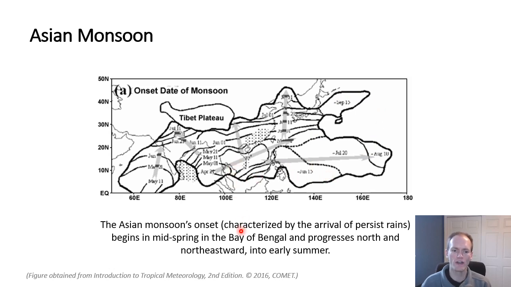This onset is characterized by when the persistent rains associated with the monsoon arrive. So there's a particular quantitative threshold that will vary from one monsoon to the next that can be used to delineate when the monsoon has begun, when the monsoon has ended, as well as any breaks that may take place within the monsoon period.